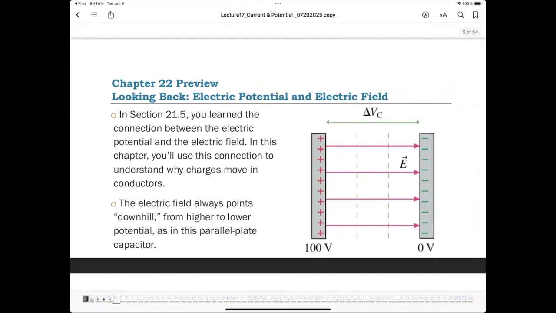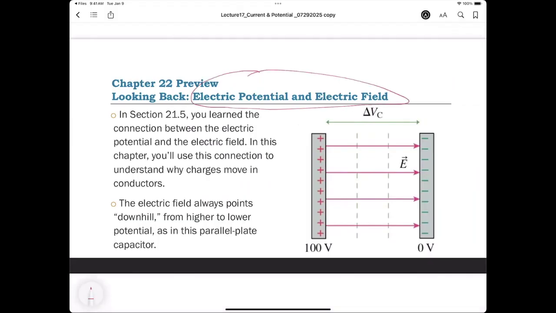Before we start chapter 22, let's do a looking back: electric potential and electric field. This is what we talked about in the last chapter, chapter 21. In section 21.5, you learned the connection between the electric potential and the electric field. In this chapter, you will use this connection to understand why charges move in conductors. This chapter is based on the last chapter, and we will learn why charge moves in a conductor.